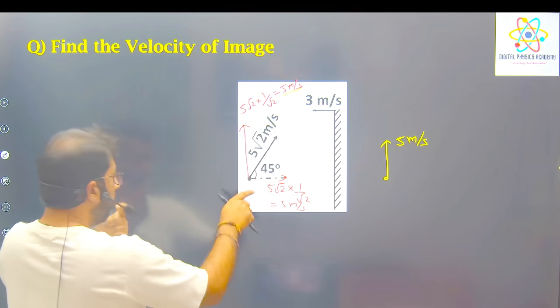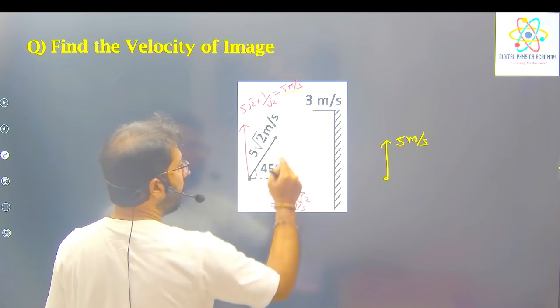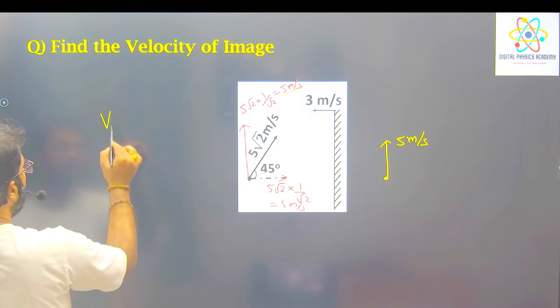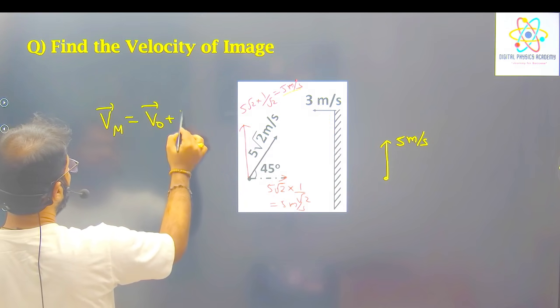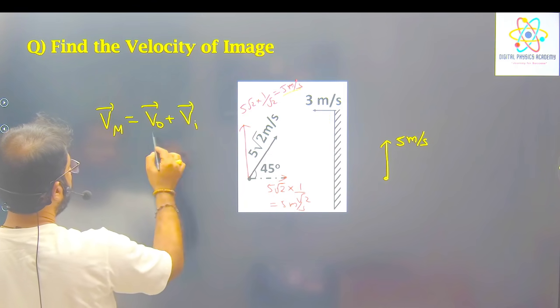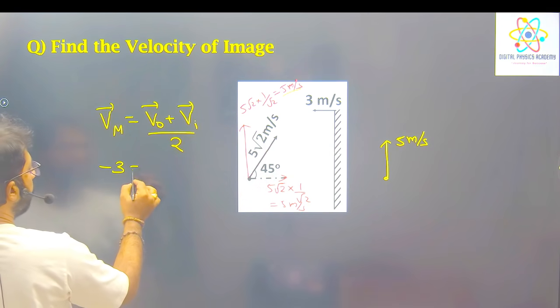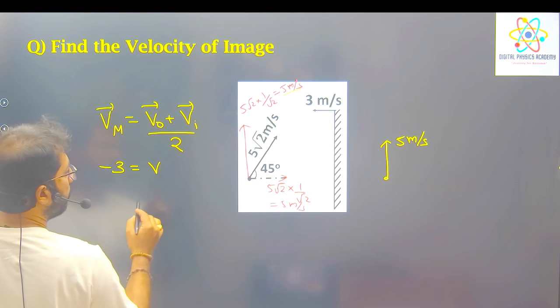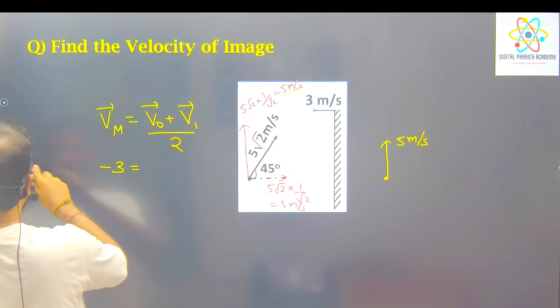Okay. Now it is going right, perpendicular to the mirror. But the mirror is also moving, right? So we can use the formula. What is the formula? Velocity of the mirror is equal to velocity of the object plus velocity of the image by 2. So velocity of the mirror this side, minus 3, is equal to the velocity of the object. How much? That is y direction; in x direction it is 5, right? In x direction it is 5.